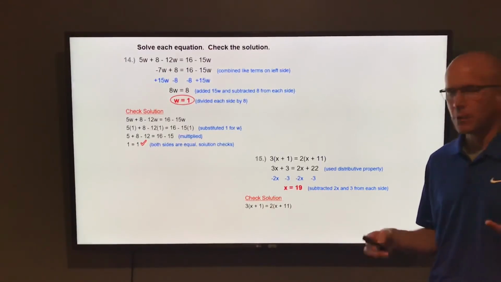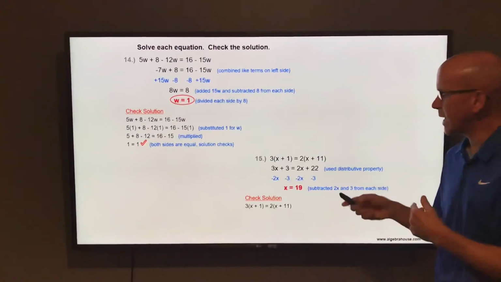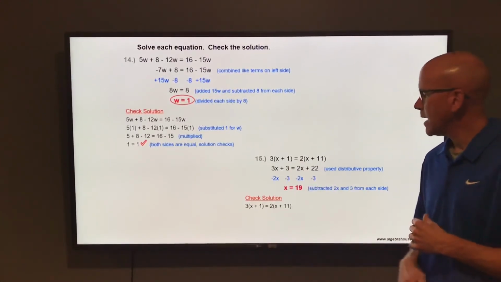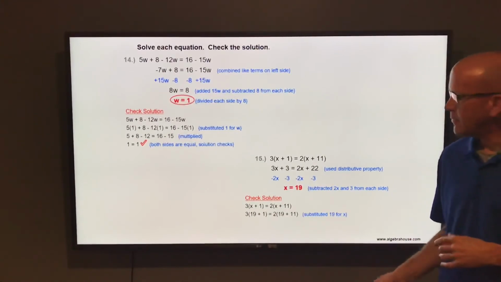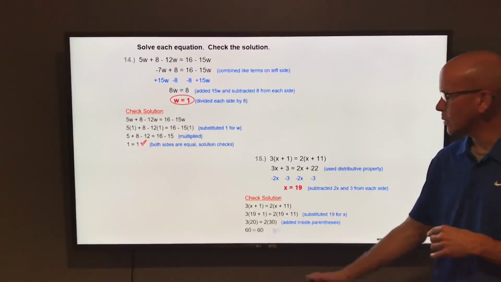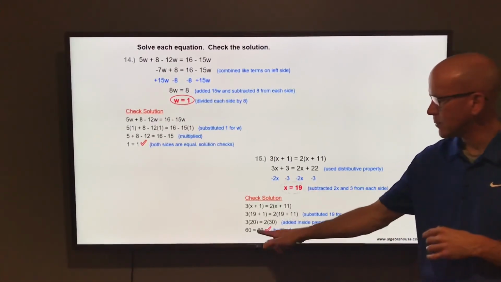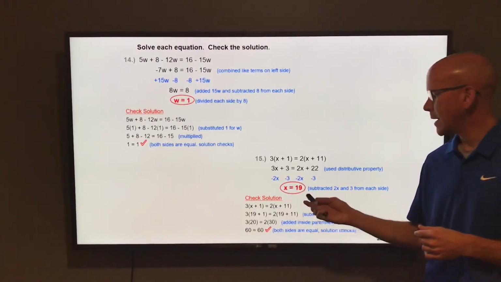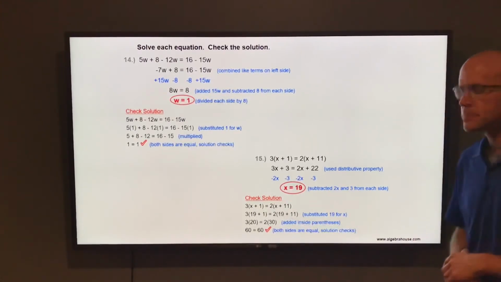Looks like we're correct, but we want to be sure. Substitute back in, put that 19 back in for x into the original equation, and we should get a true statement. If you substitute the solution back in and you get a true statement where both sides equal each other, such as in this case 60 equals 60, then that means you are correct. You do have the correct solution. X does equal 19.